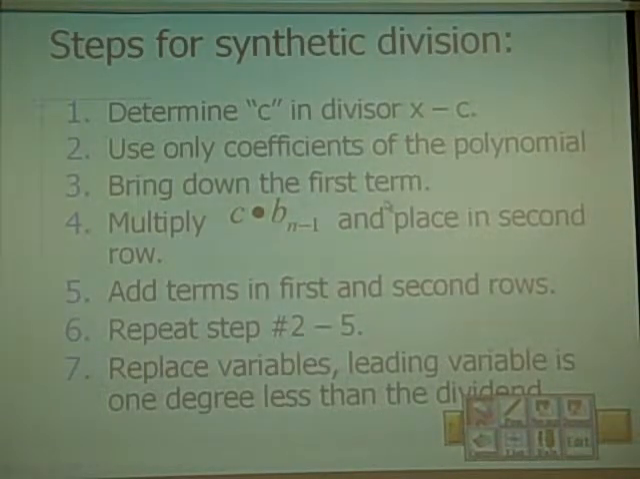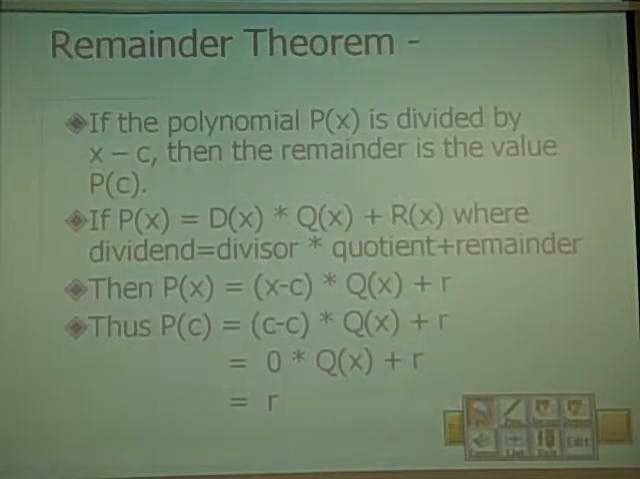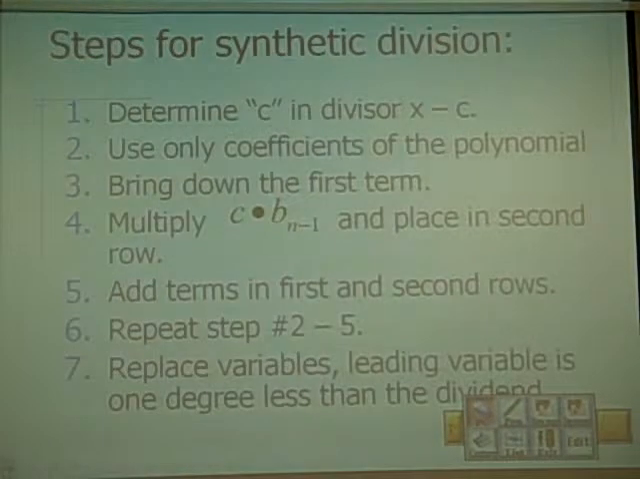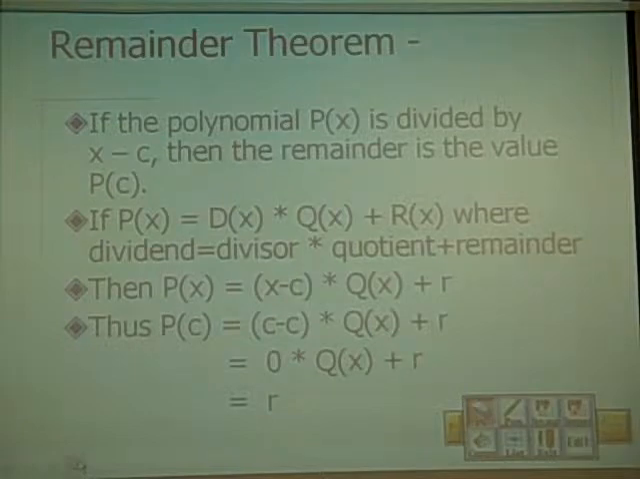the first term. Okay, we multiply our divisor times the next term down, and we place it in the second row. And then we add the terms in the first and second rows and repeat, keep going on down the line until we replace all the variables. The leading variable is 1 degree less than the dividend. So let's see what that looks like.